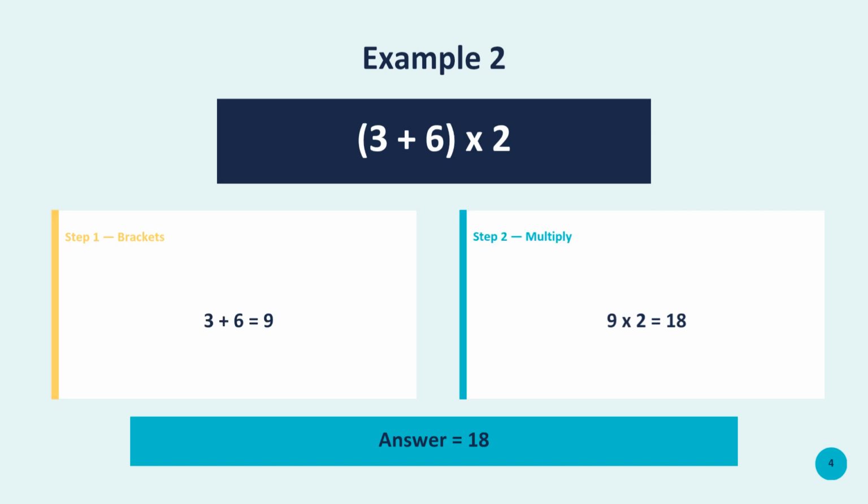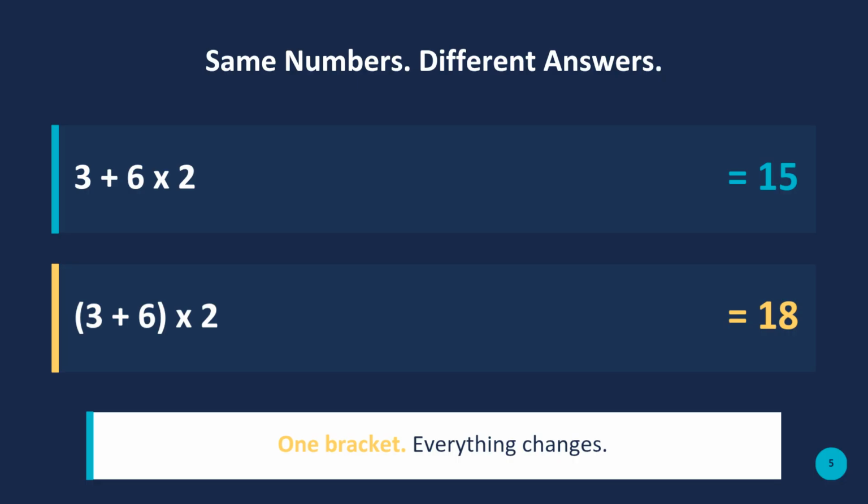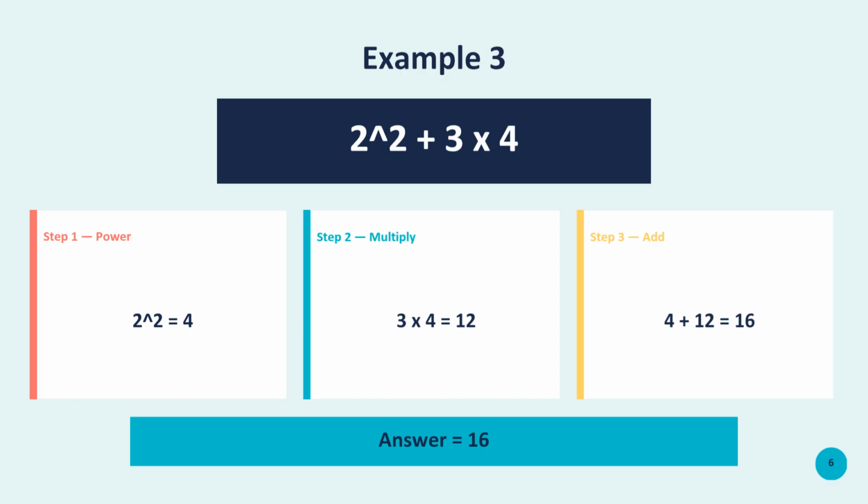Now with brackets. 3 plus 6, inside brackets, equals 9. Then multiply. 9 times 2 equals 18. Same numbers, different answer. This is why BODMAS matters. Without brackets, 15. With brackets, 18. One small change, completely different result.